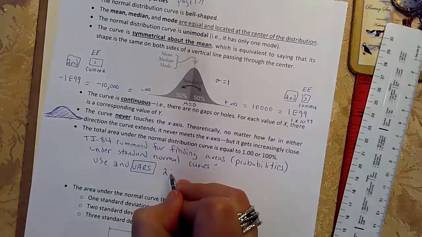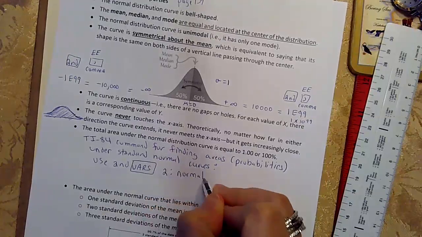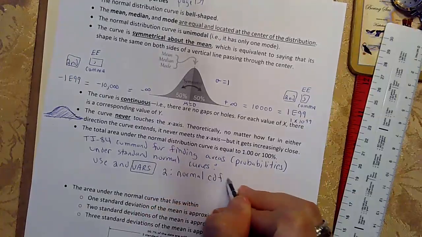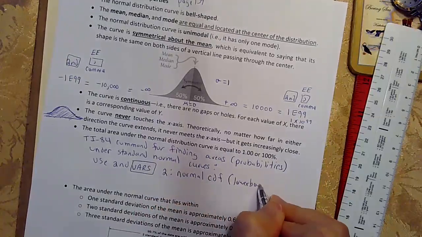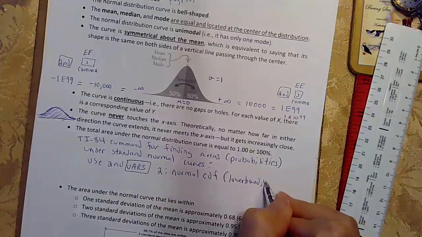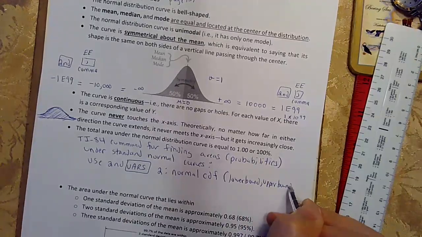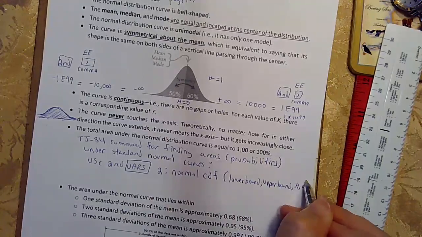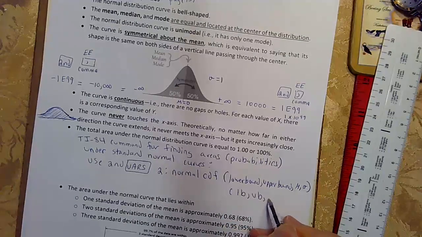Number 2, normal CDF, and then lower bound, upper bound, mu, and sigma. So lower bound, I'll write LB and UB for upper bound, mu, and sigma.